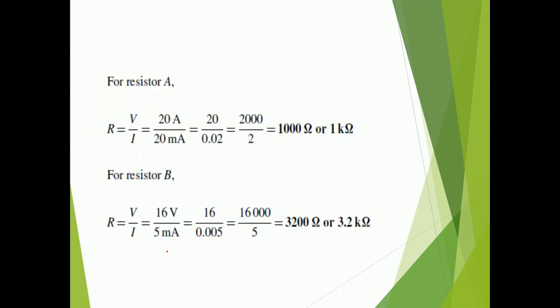So by easily using Ohm's law, we can calculate the value of resistor, that is V by I. Voltage is 20 volts and current is 20 milliampere. Milli means 10 raised to the power of minus 3. So it comes out to be 1 kilo ohm. Similarly, for resistor B, it comes out to be 3.2 kilo ohm.